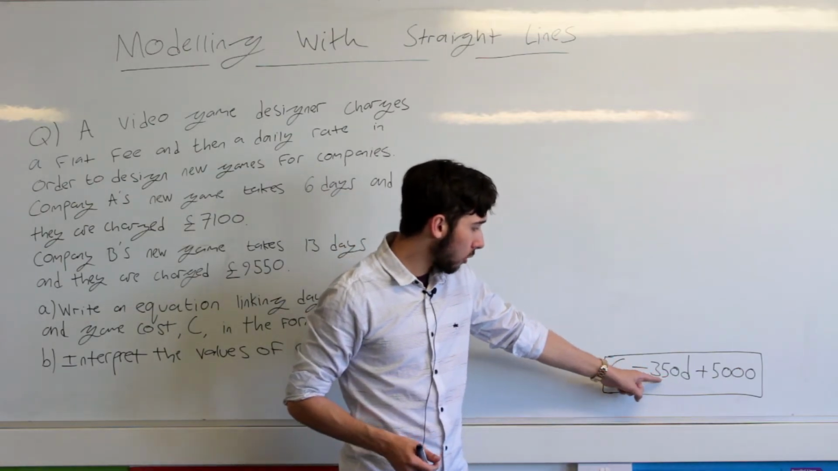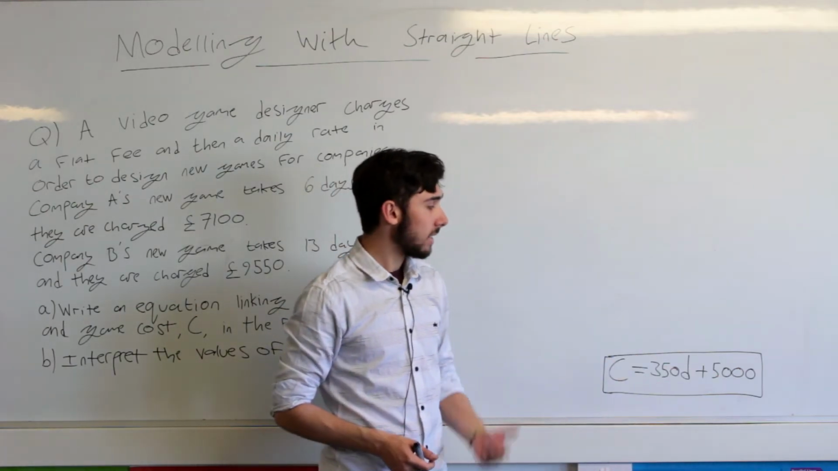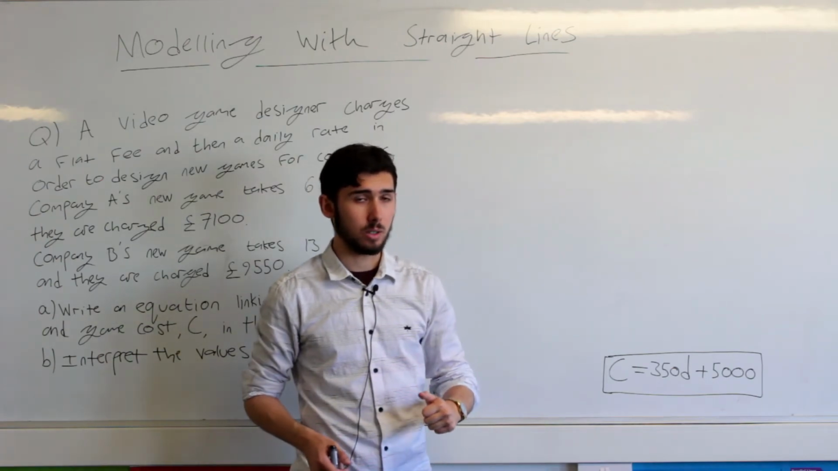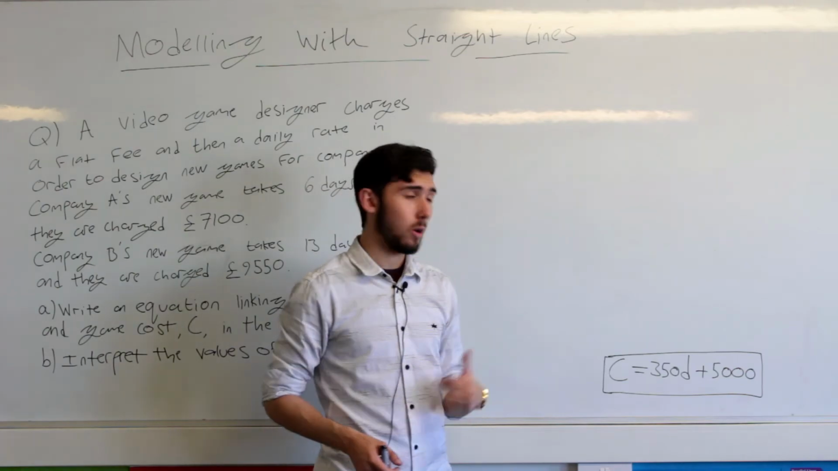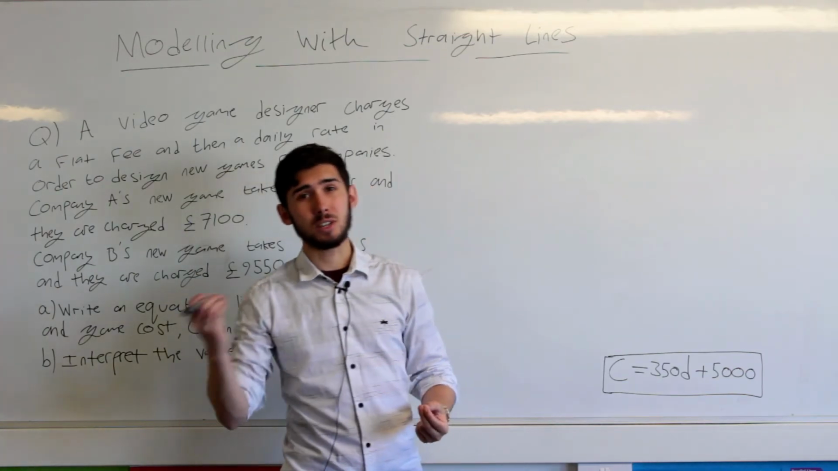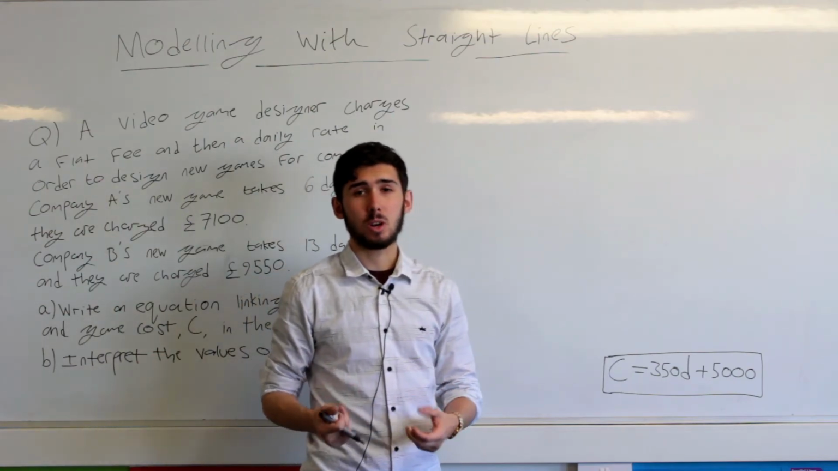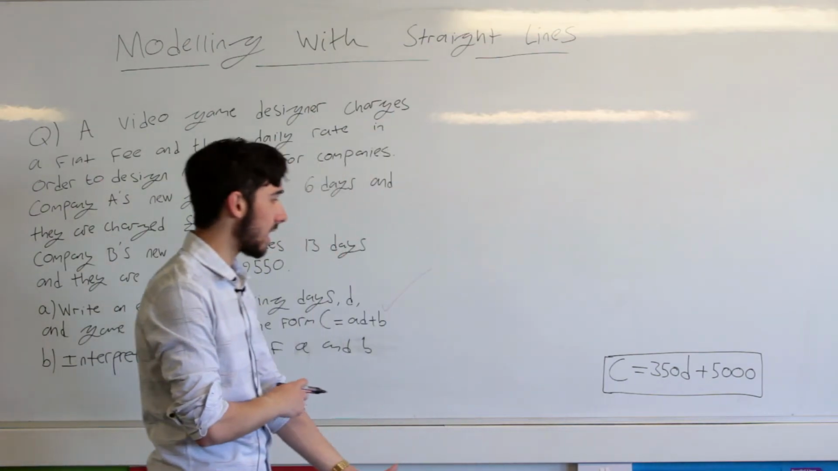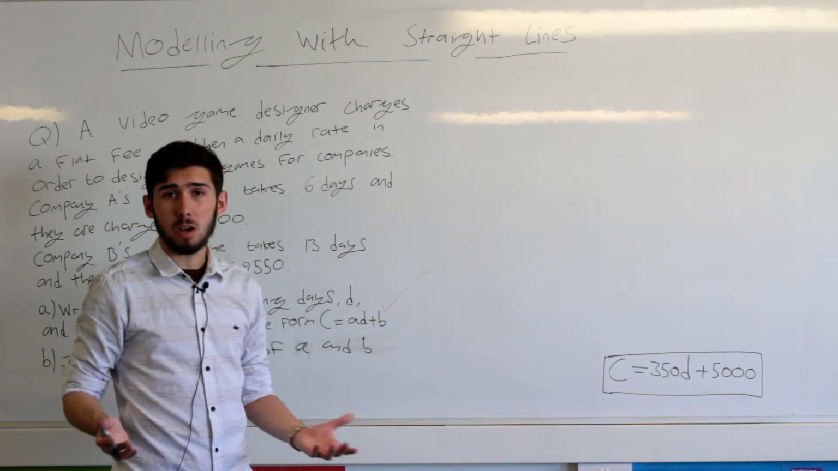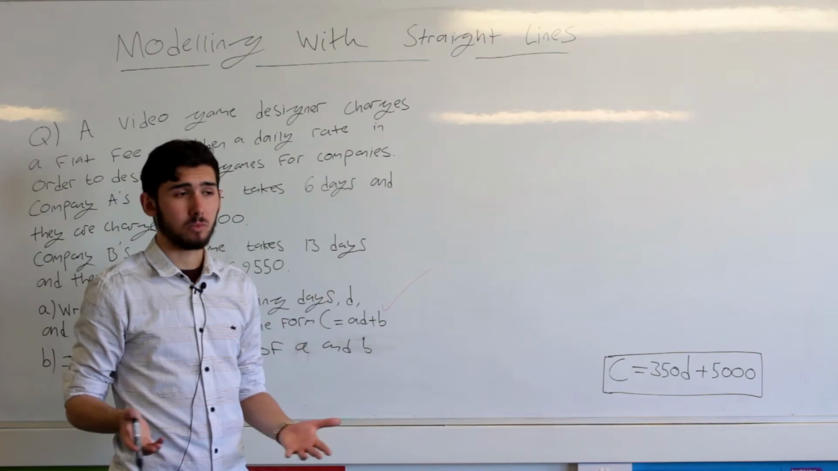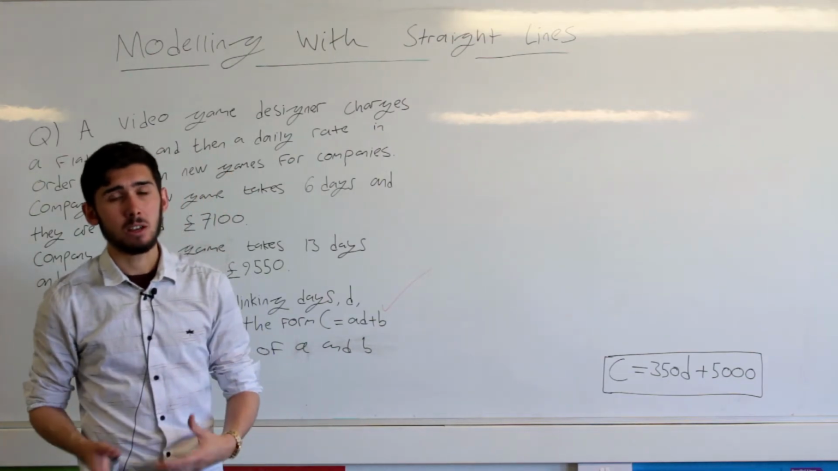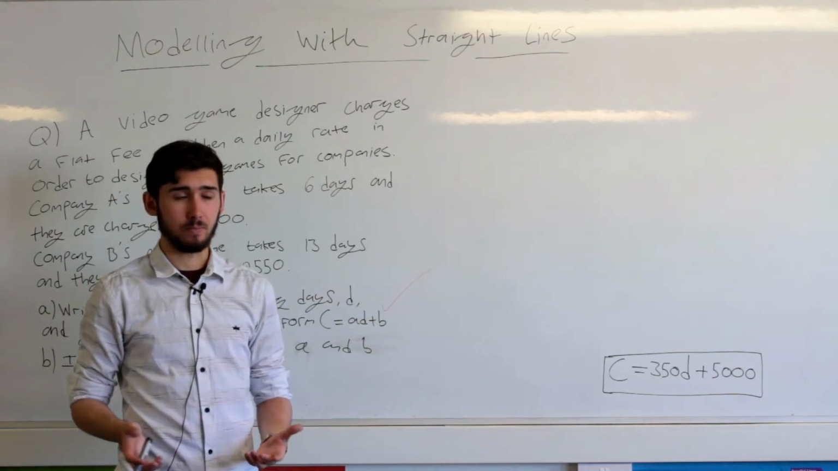Day 1, it's 350 plus 5,000. Day 2, it's 2 lots of 350 plus 5,000. Day 3, it's 3 lots of 350 plus 5,000. Every day it increases by 350, which means A would represent this person's daily rate, the amount of money that they charge for every day that they are developing this game.